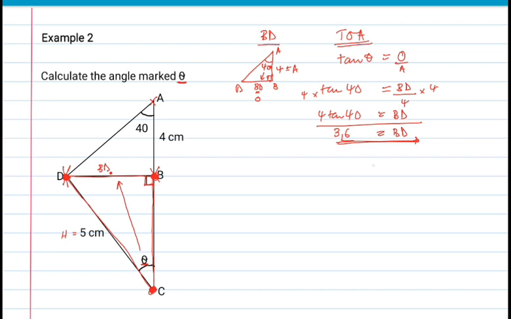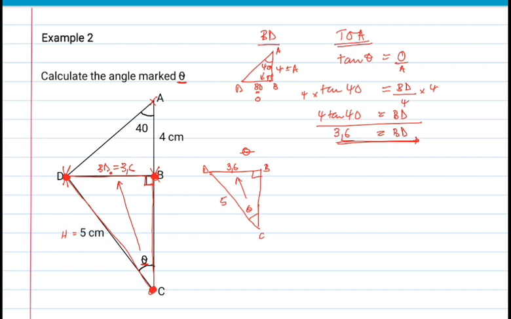Then after calculating BD, which means we have this value, 3.6, we now need to know how we can find the angle. So we are going to be making calculations for theta. This will be the triangle in use. We have our B, we have our D, and we have our C. For our BD, we have 3.6, and for this side, which is DC, we have 5. And here we have theta, which is our angle.